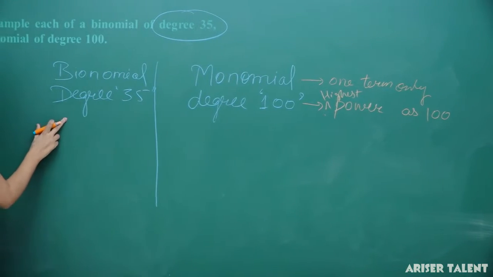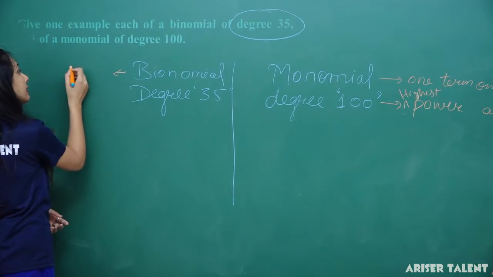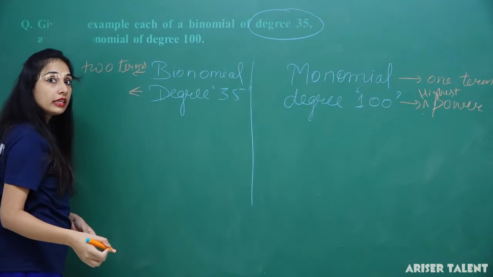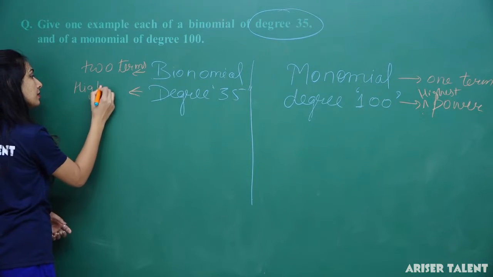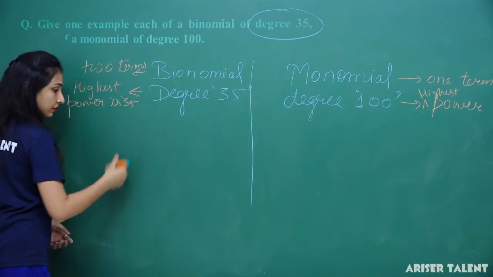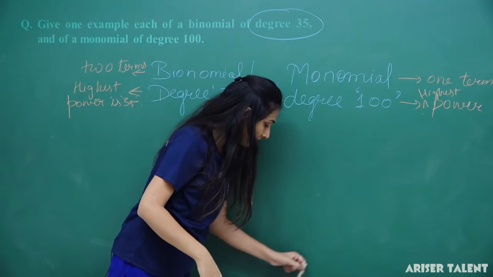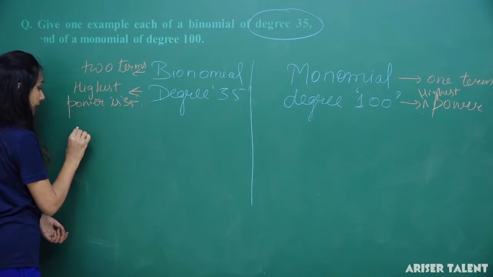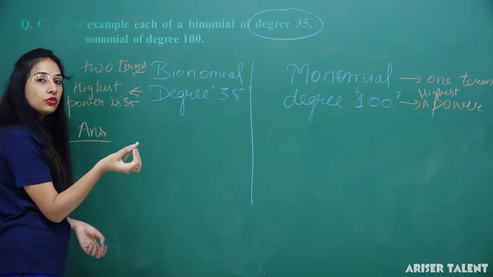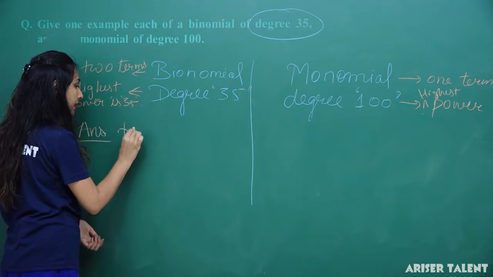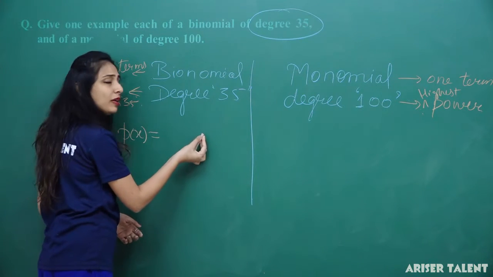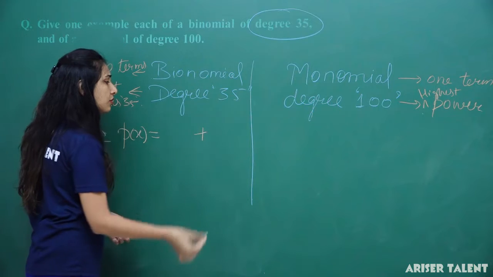Okay. Now, if I talk about binomial, that means it is having two terms. And if I talk about the degree, that means highest power is 35. So I have to write some expression something like that. So here the answer will be, let's suppose I am choosing variable x. So p(x) will be equal to binomial, two terms, so there will be a plus or minus, you can pick any one of them. So I am choosing this plus.